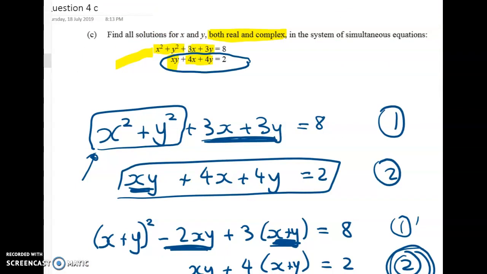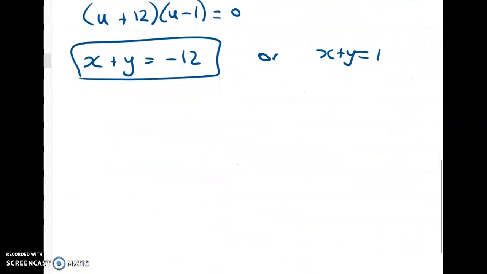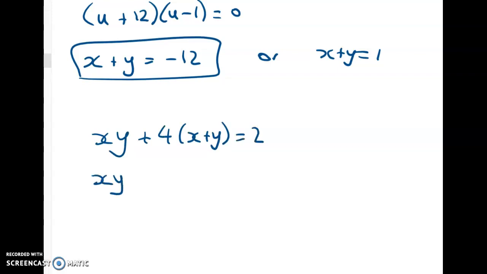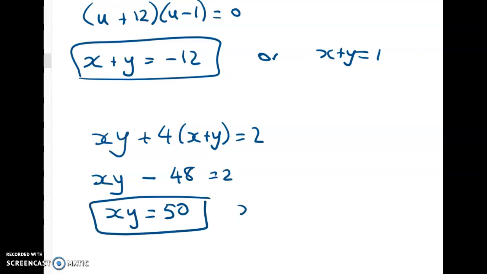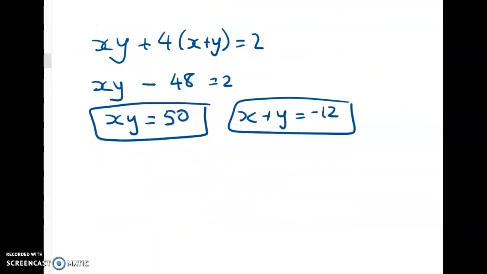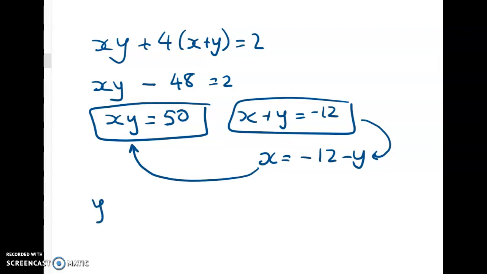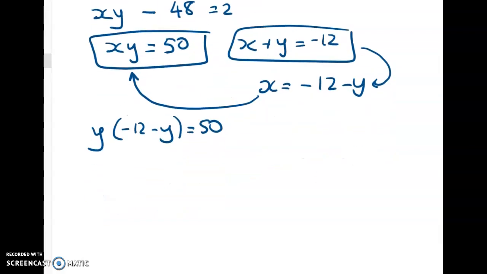Go all the way back to the start and look at your two equations. Either this one or the factorised version of it. So we've got xy plus 4 times (x plus y) is equal to 2. So now we can substitute in: xy minus 48 is equal to 2, giving me xy is equal to 50. So we've got xy is 50 and x plus y is equal to negative 12. Two variables and two unknowns. I'm going to rewrite x as negative 12 minus y, and then I'm going to substitute that into here. So we get y times (negative 12 minus y) is 50, and we're going to have another quadratic to solve, but not a very hard one.